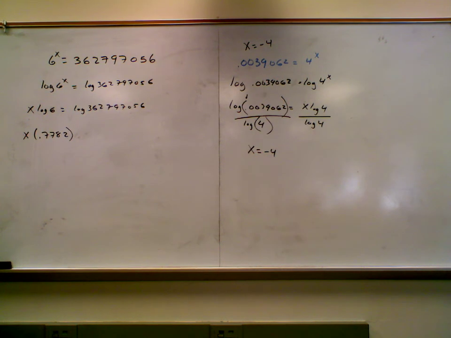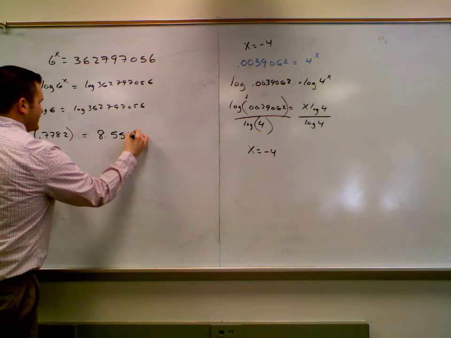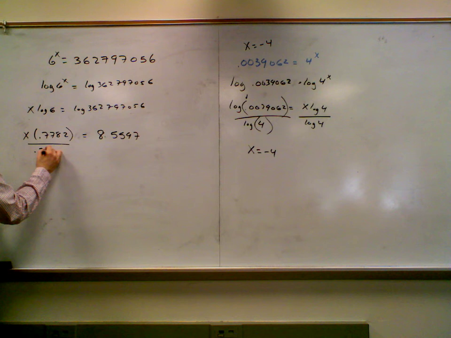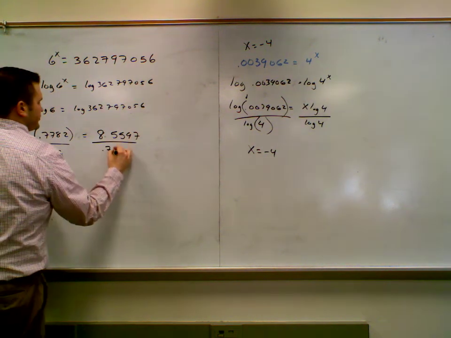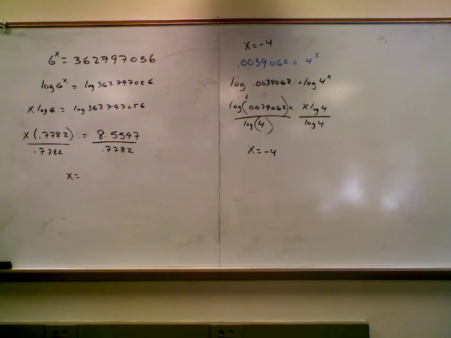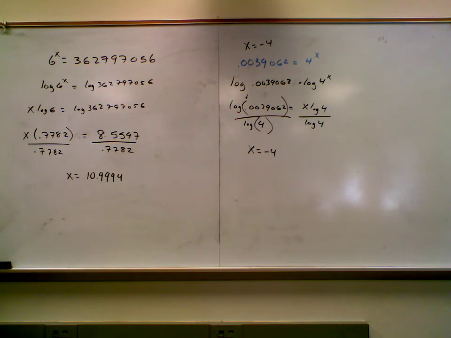Log of 362797056, and you might write down 8.5597. So instead of doing the actual logs, I wrote them out as decimals this time. I'm making a point. Now when I divide by 0.7782, we get x equals 8.5597 divided by 0.7782. We get 10.99. Ooh, we got the wrong answer. If I keep 4, it's 10.994.